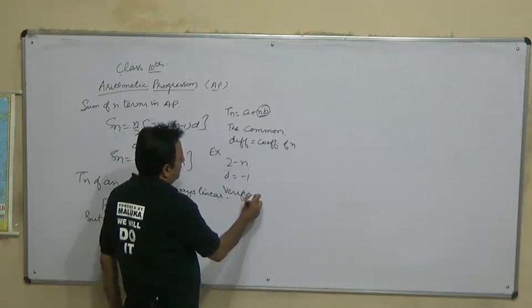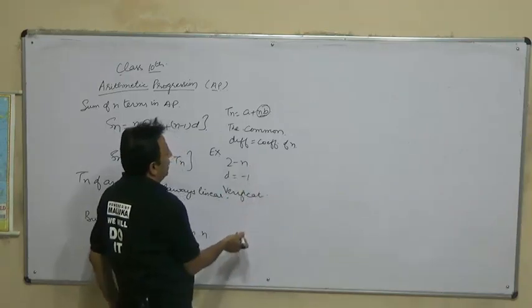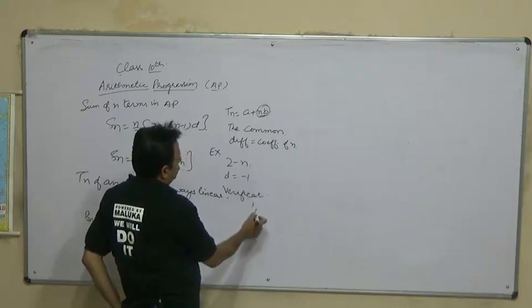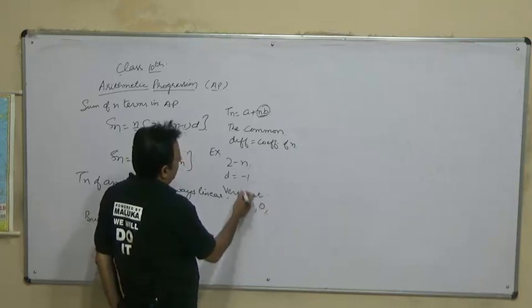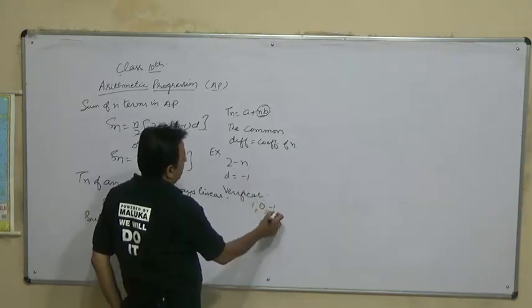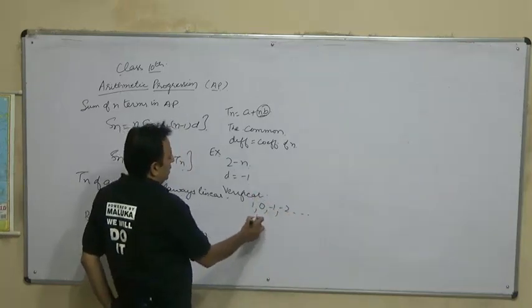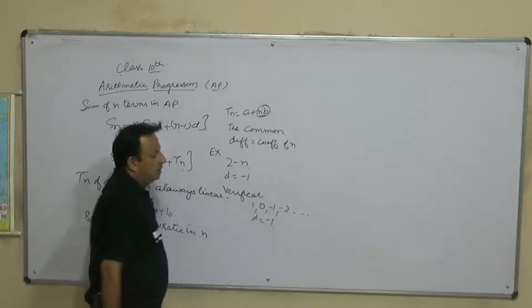Verification कैसे करेंगे इसकी? So let us say when n is 1, it is 1, when n is 2, it is 0, when n is 3, it is minus 1, minus 2, and so on. So you can check that d is minus 1 here. Okay.